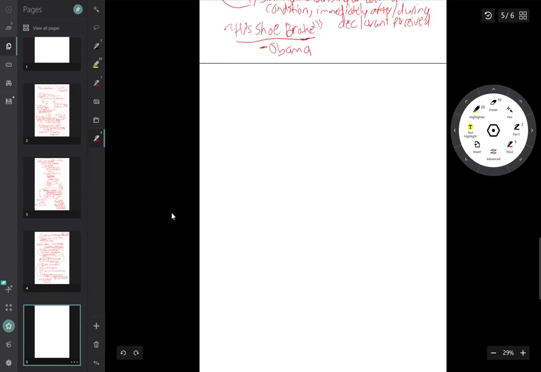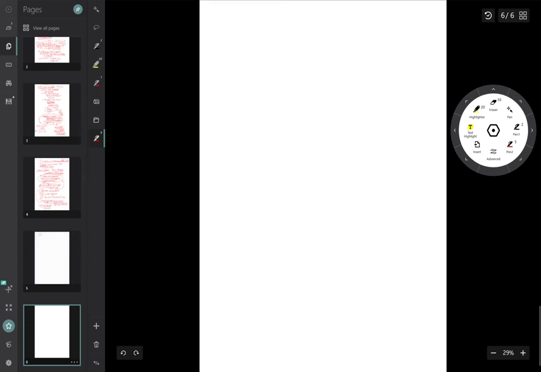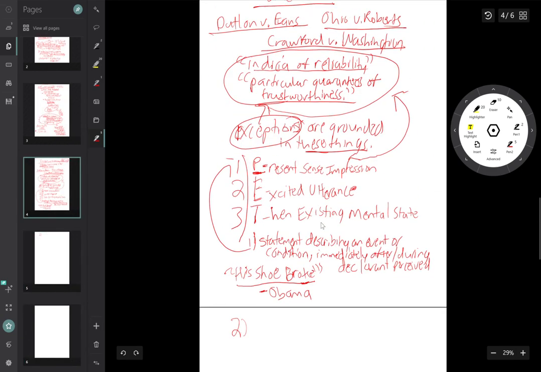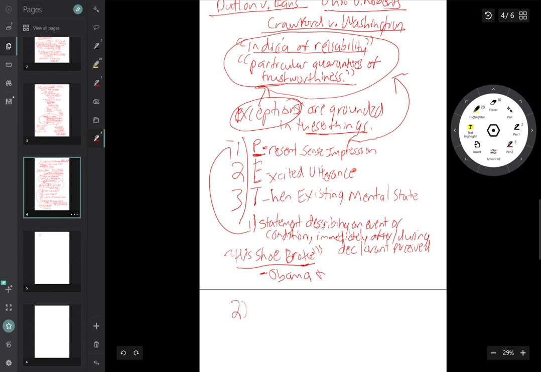Now, two, it's excited utterance. I'm going to leave a link to that GIF, by the way, because it's actually a really funny GIF about Obama saying his shoe broke. So from now on, whenever it's a present sense impression, we're going to say his shoe broke, and that ought to be your keyword as to what the exception is.